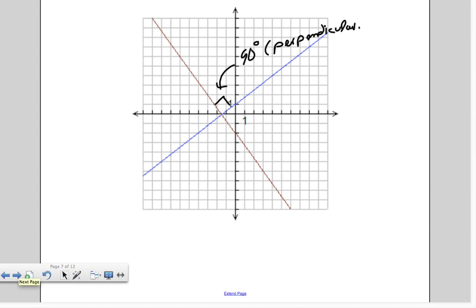Can someone come up with the equation for me for the blue line? Can someone come up with the equation for me for the red line? So the blue one for you guys is, let's label it. Let's label this one L1, the one that's going positive slope. And L2 is the one that's going negative slope.